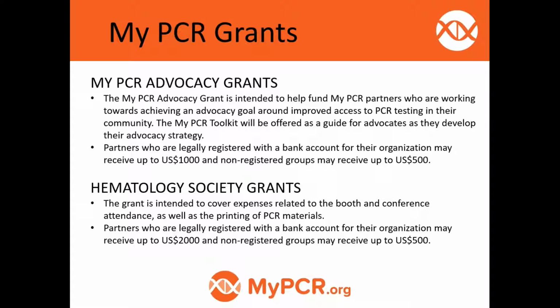And so for partner organizations who are registered, who have a bank account that can receive international funds, advocates can apply for up to $1,000 for this grant. And then for non-registered groups, patient organizations can apply for up to $500 US. And these grant opportunities are available, of course, on the MyPCR website. And then moving on to Hematology Society Grants, this is a grant that we've been offering for the last 2 years, and so this will be the 3rd year that we're offering this grant opportunity.